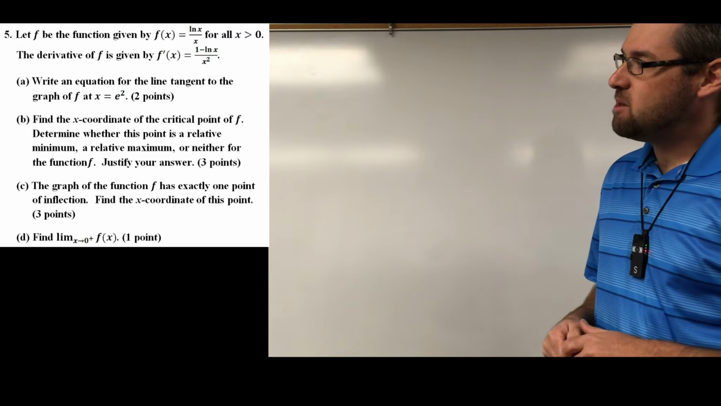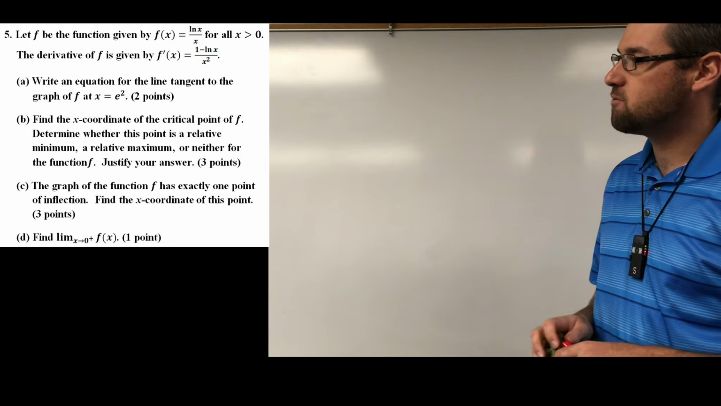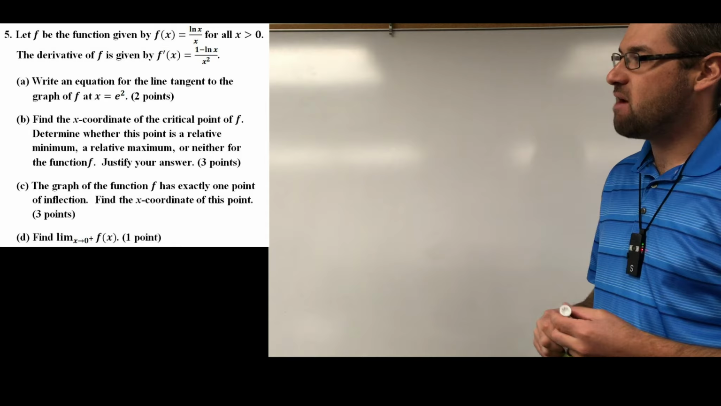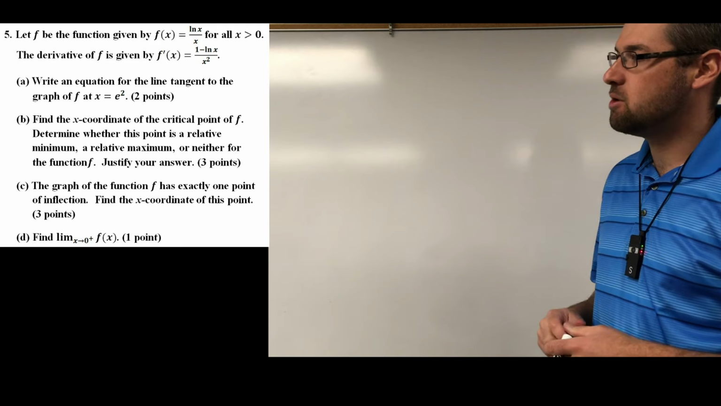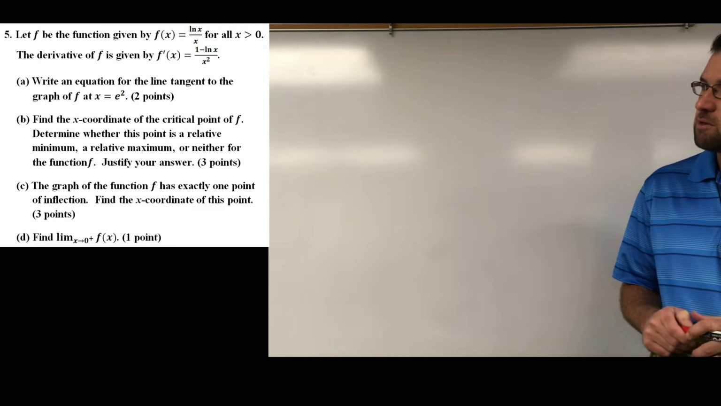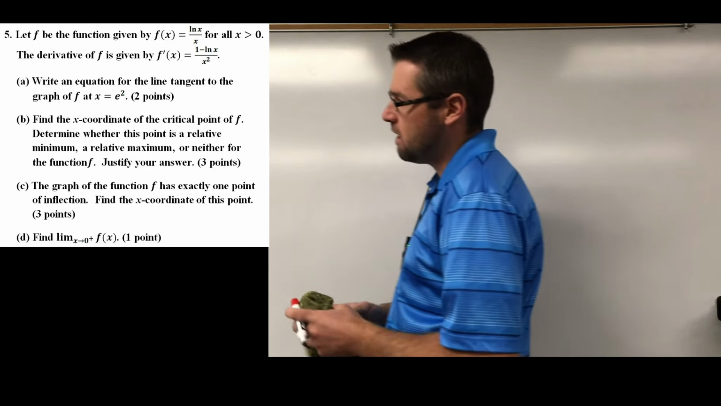So number 5, let f be the function given by f of x equals natural log of x over x for all x greater than 0. The derivative of f is given by f prime, so it even gave you f prime. You could have found the derivative without it giving it to you, couldn't you? Using the quotient rule, okay.